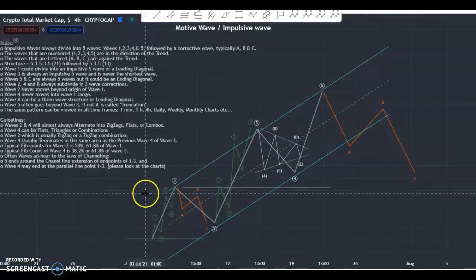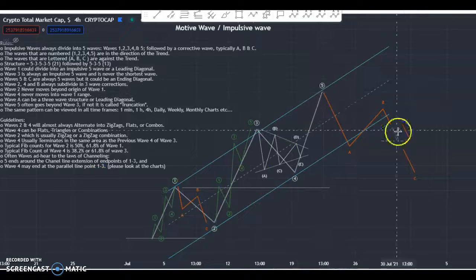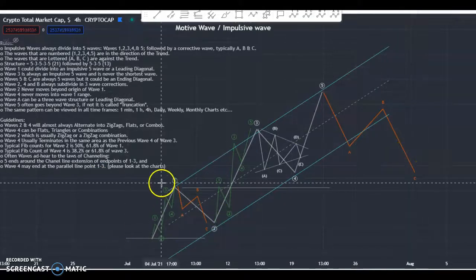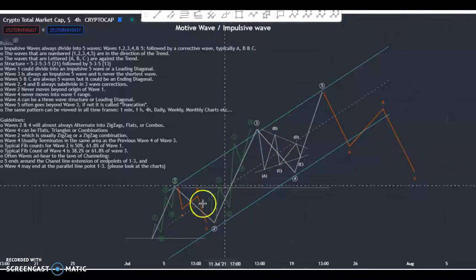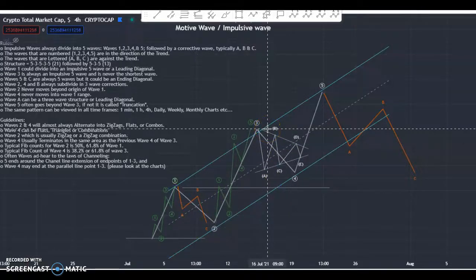Now what I want to show you after this video is the correction. So remember that 5, 3, 5, 3, 5. And how long is wave 3? How do we know where this wave 3 ends? I'll show you that in the next video.